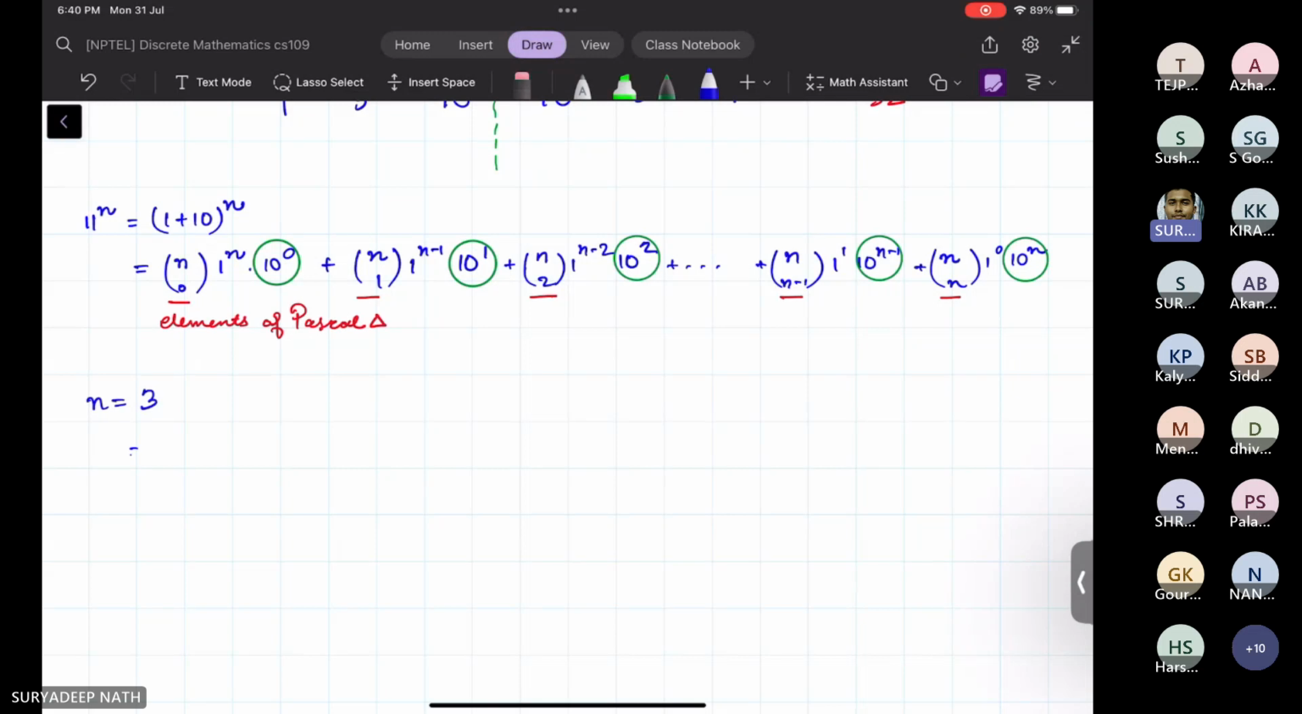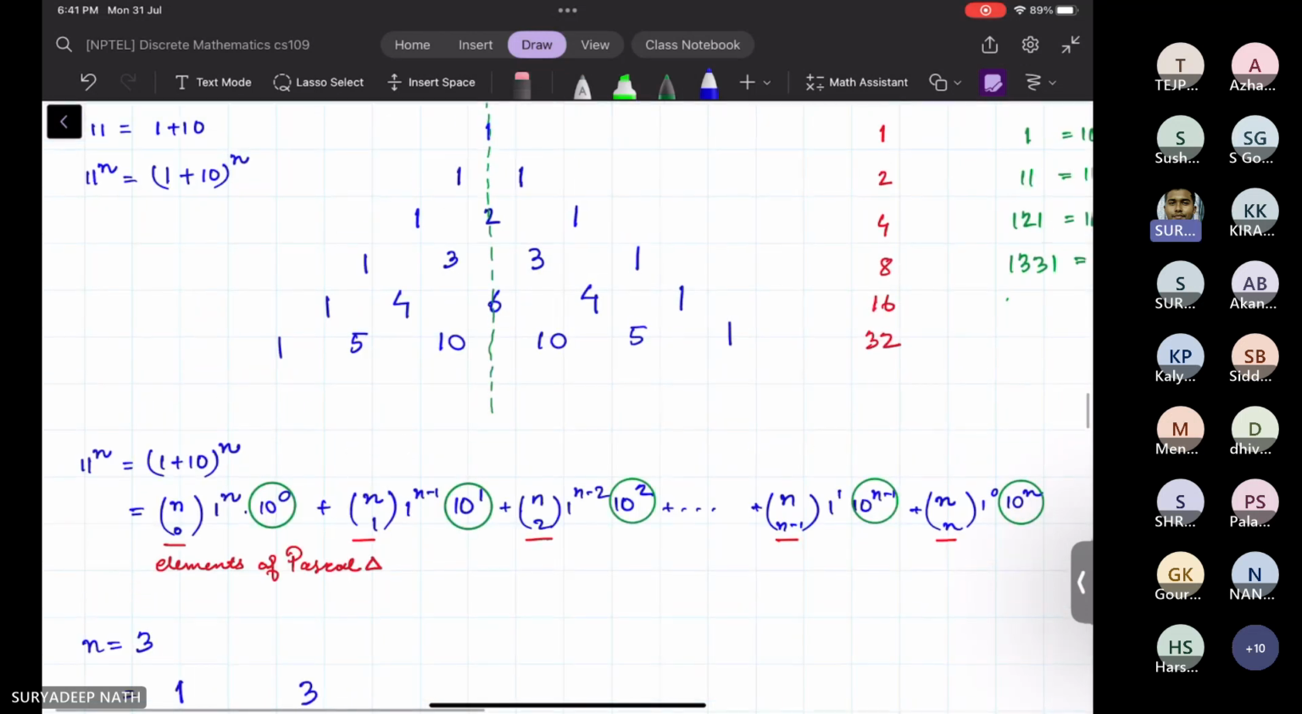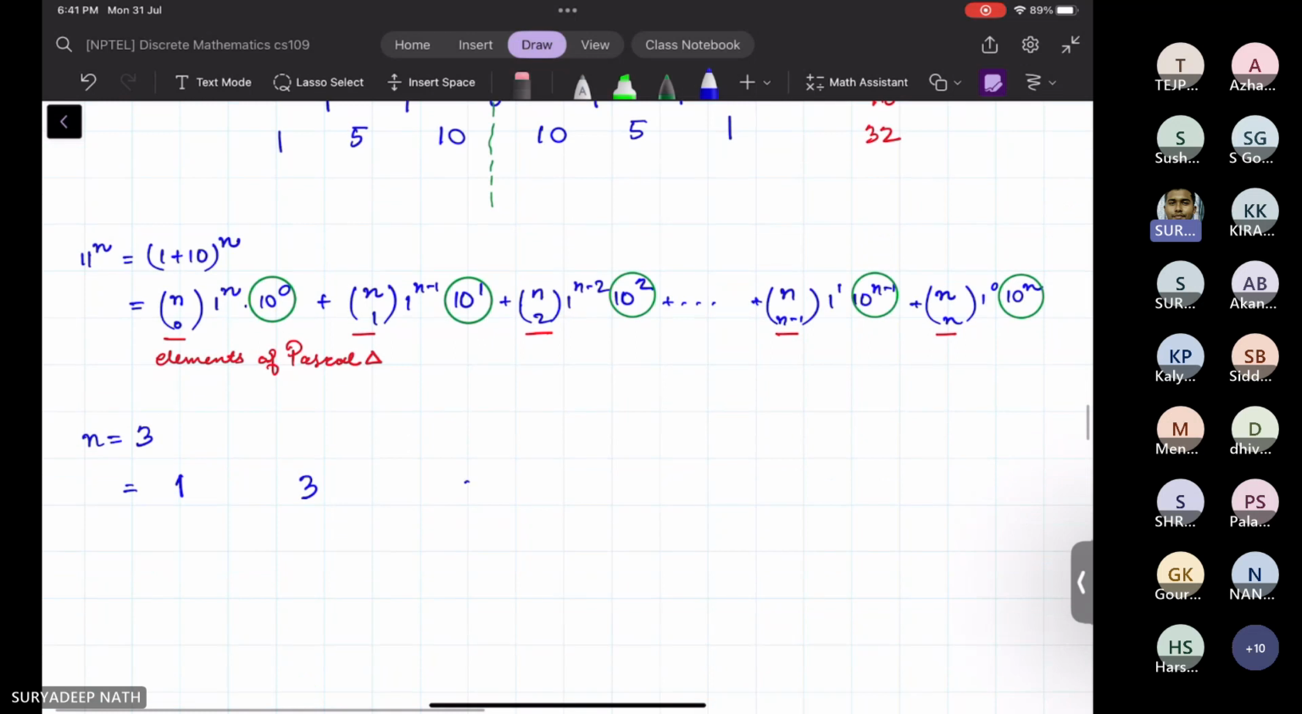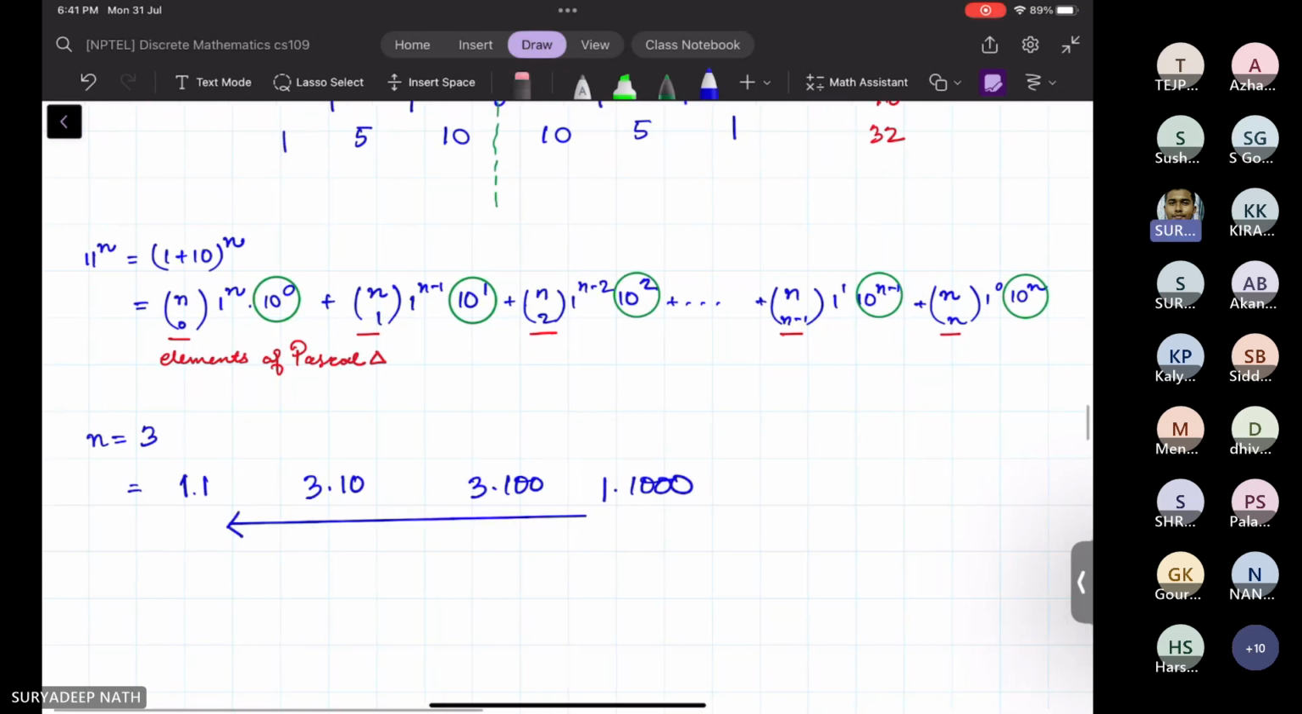So n is 3, so nC0 is 1. Let me write first the Pascal's triangle row, that is 1. For 3 it is 1 3 3 1. So let me write it as 1 3 3 1. In the first coefficient it's 10 to the power 0, which is 1. In the second it is 10. Third it is 100, and fourth it is 1000. So if you add it, the digits would be placed like this.